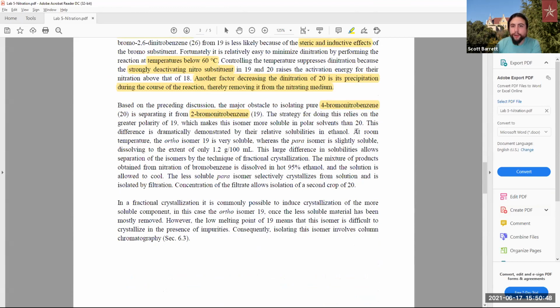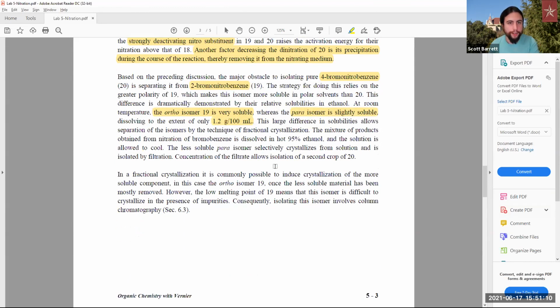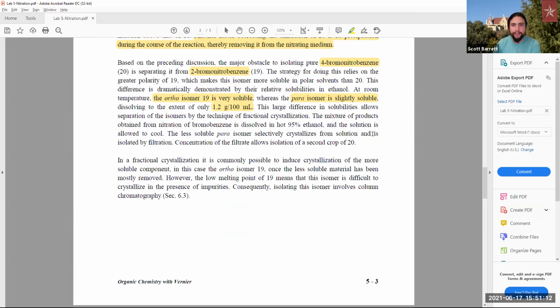So going forward, this difference is dramatically demonstrated by the relative solubilities in ethanol. Partially irrelevant, but the main concept that we want to say here is that the ortho isomer is very soluble, but the para isomer is only slightly soluble. In this case, only 1.2 grams per 100 milliliters can be dissolved. And going forward, we can understand the ideas here.